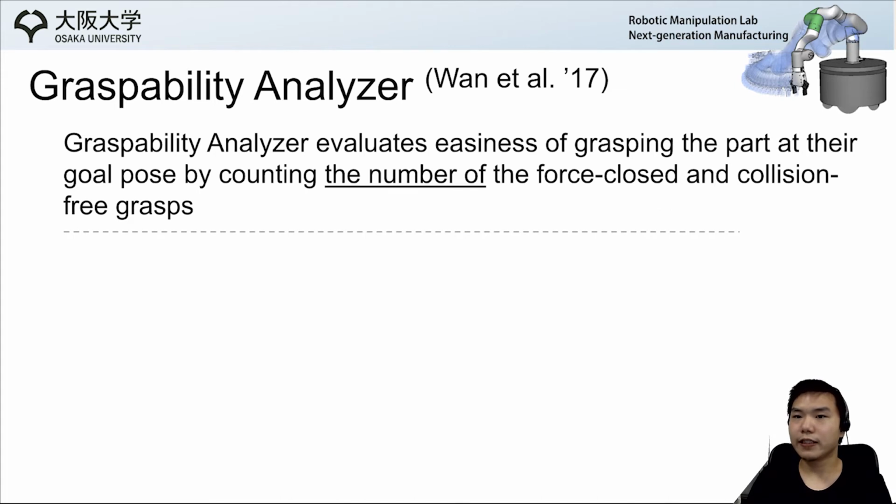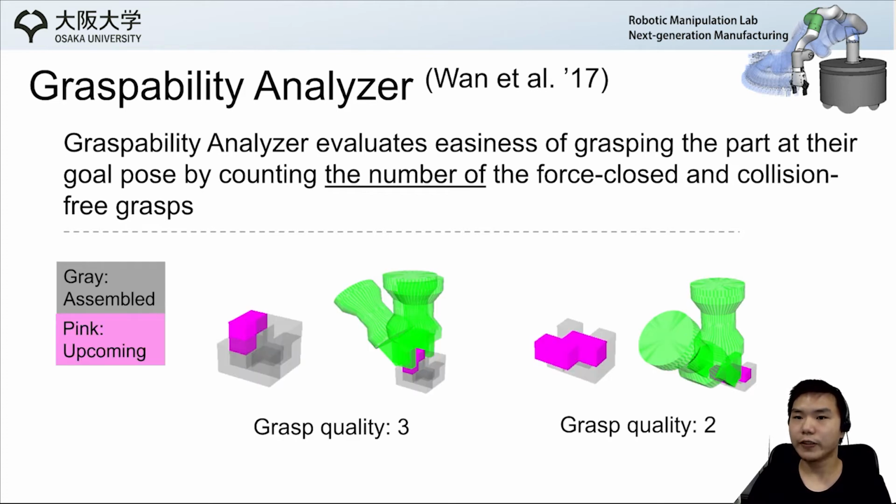Graspability analyzer evaluates easiness of grasping the part at their goal pose by counting the number of force-closed and collision-free grasp poses. For example, in the first one, there are 3 grasp poses on the upcoming part at its goal. So the grasp quality will be 3. Same as the second one, the grasp quality of it is 2.